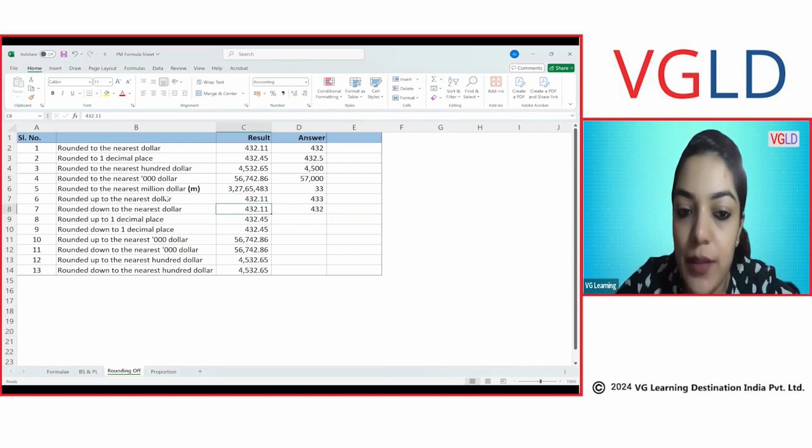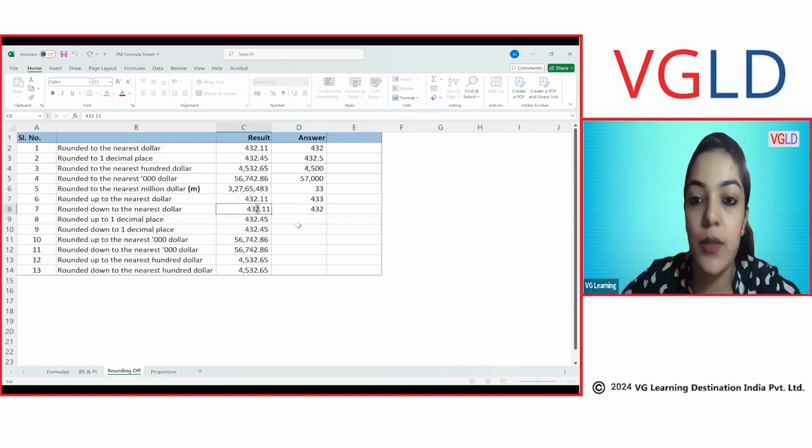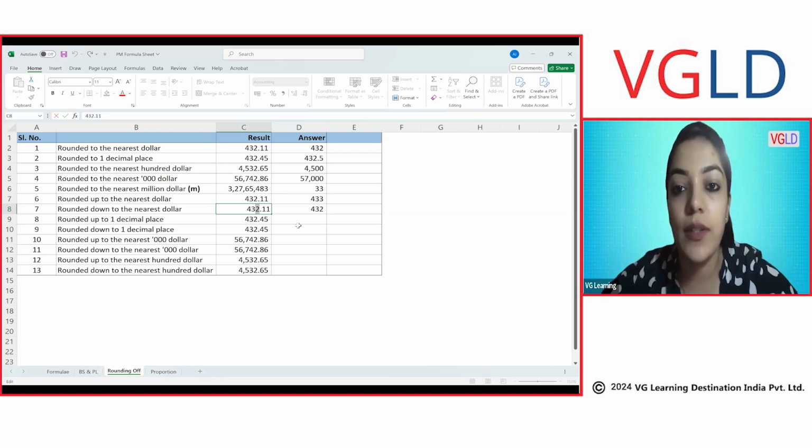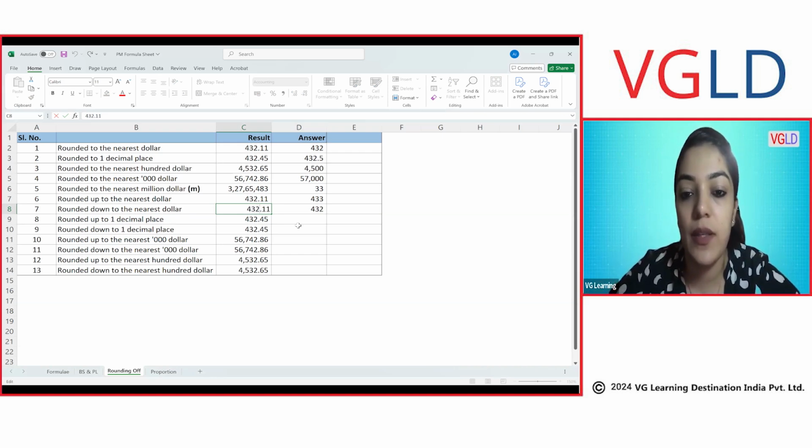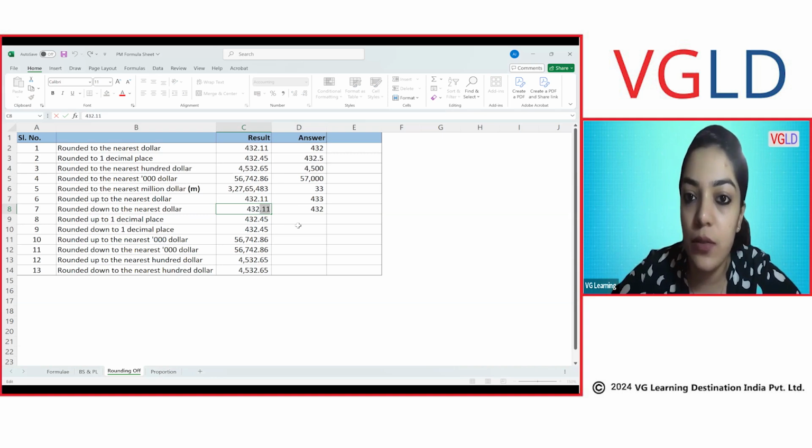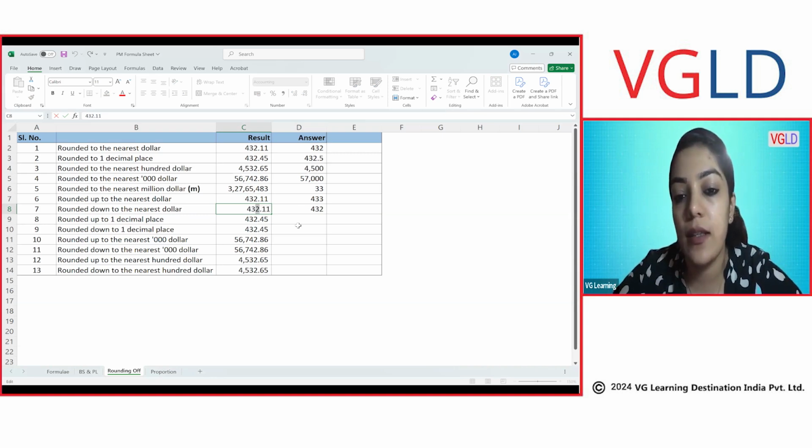Now be careful over here. It is to be rounded down to the nearest dollar. The nearest dollar will be what? Complete dollar. It will be 432 and not 431. So be careful over here. You don't look at the number after the point of rounding off. You just take the number as it is.